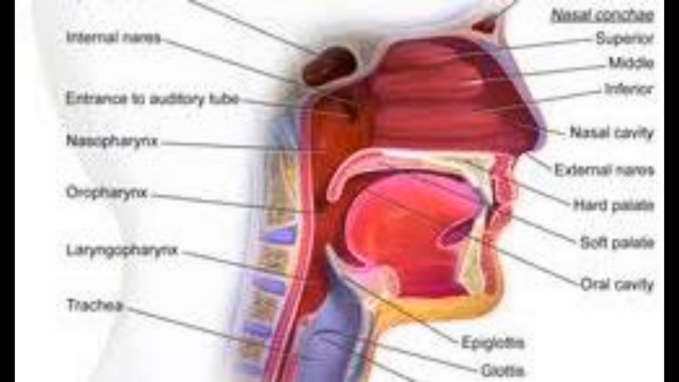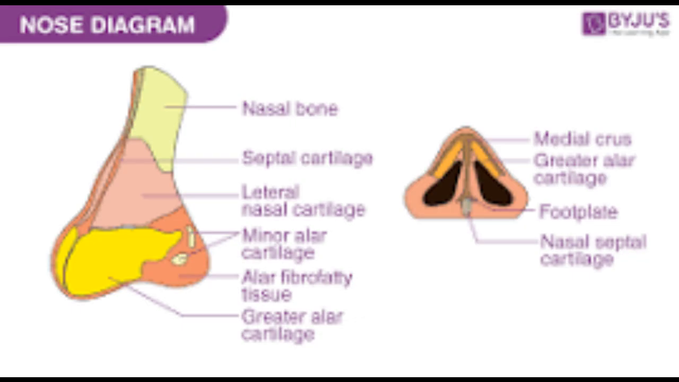Functions of nose hairs. Nose hairs, also known as nasal cilia or vibrissae, play a crucial role in our respiratory system. Here are their key functions. 1. Filtration. Nose hairs filter out dust, pollen, and other particles from the air we breathe, preventing them from entering the lungs. 2. Trapping particles.